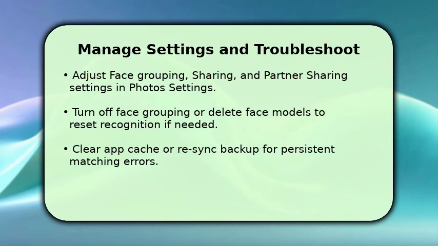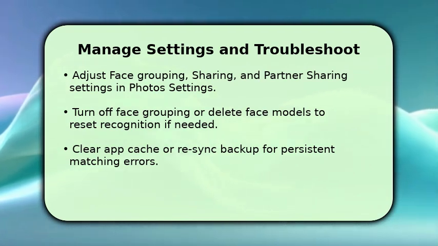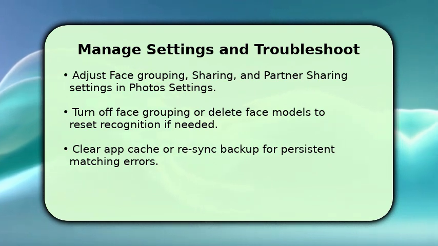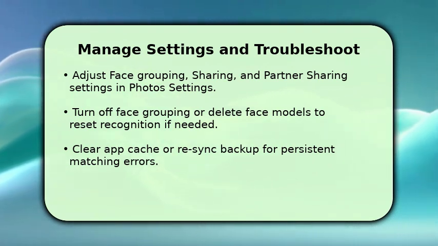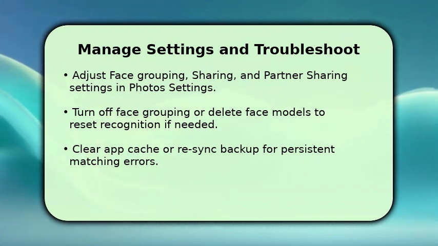To finalize, tune privacy and sharing. Open Settings, check Group Similar Faces, and configure partner sharing if you want automated sharing with specific people. If recognition is wrong, you can delete a face model or turn off face grouping and retrain by re-enabling it. That resets groupings. Once done, try clearing app cache or force a resync if matches still fail.